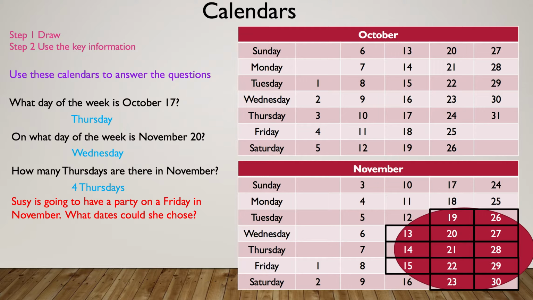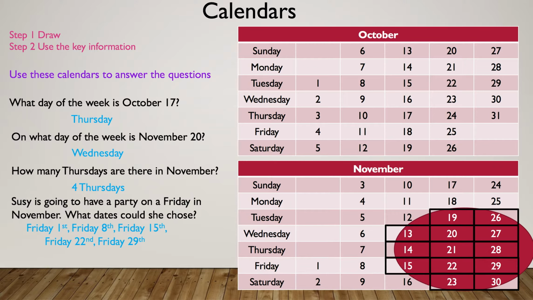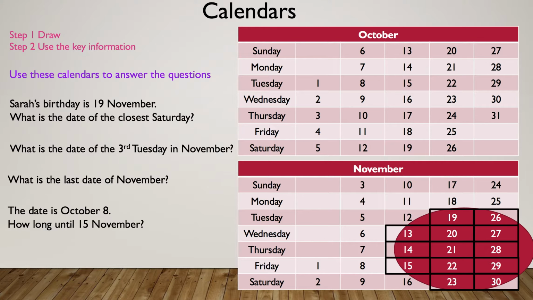Let's take a look at the next question. Susie is going to have a party on a Friday in November. What dates could she choose? Let's highlight Friday. And then we can talk about the dates. We have Friday the 1st, Friday the 8th, Friday the 15th, Friday the 22nd, and then Friday the 29th. So she has 5 days to choose from. And there we have it. Now let's take a look at these next questions using the same calendar so that we don't have to change anything up.